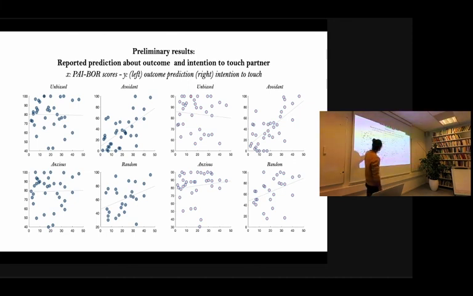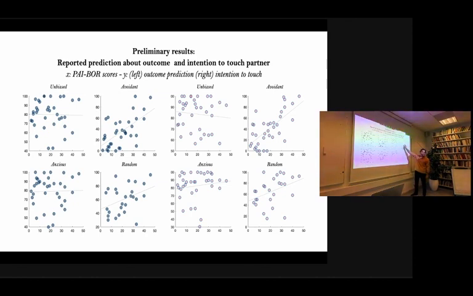And what I could see was that some people, when the partner was moving away, they also moved away. So they just kind of said, okay, you want to distance yourself, I will distance myself too. Some others, they were kind of going after them. And with the questionnaire, we can also kind of see what's driving that behavior. Higher scores on the borderline spectrum means that you have more intention to touch the avoidant partner, also somewhat the random partner, but there is no relationship with the unbiased and anxious.